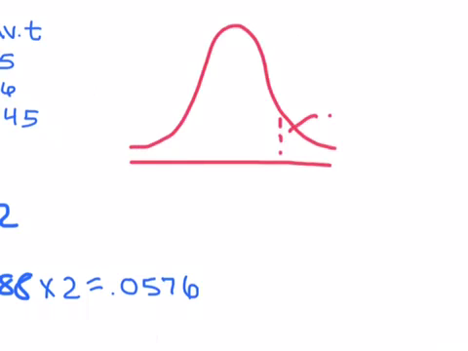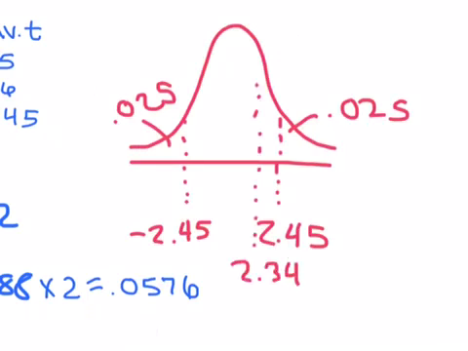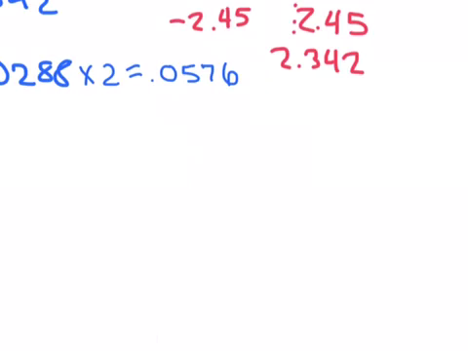Okay, so then we're going to make a little graph, or chart. You have 0.025 here and 0.025 here, and the critical values, which are negative 2.45 and positive 2.45. The test value was 2.342, so that does not land in the critical region, so we are not going to reject. We do not reject.